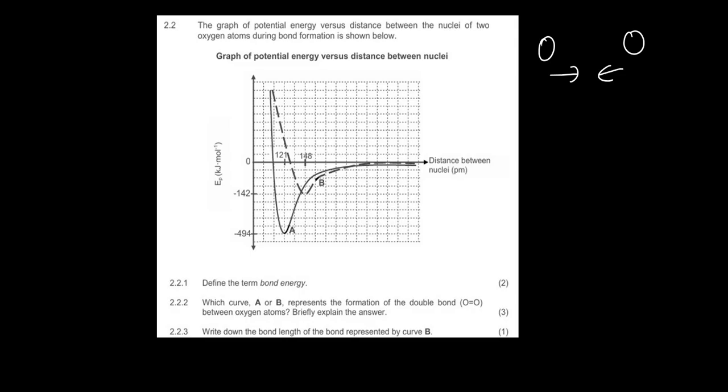So here we have a graph of potential energy versus distance between two atoms of oxygen. As you can see, this is curve A, curve B. And then 2.2.1, define the term bond energy.